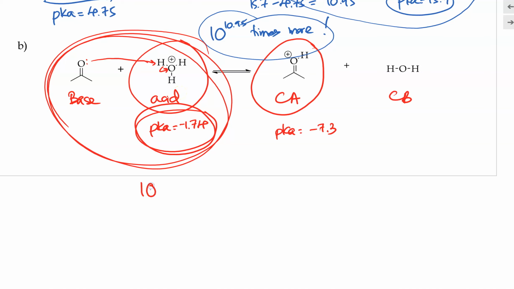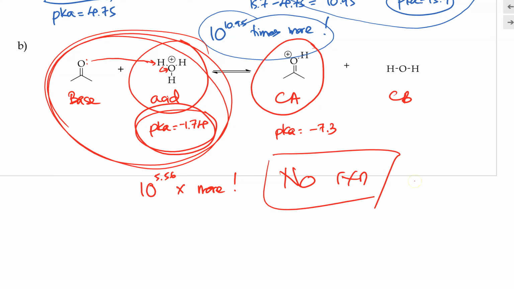So this would be 10 to the 5.56 times more in terms of the concentration compared to the products. So we will then see in this case right here that the reaction is favoring the reactant side heavily. So therefore there will be no reaction. So that's how we can use pKa value to determine the direction of equilibrium of an acid and base reaction.